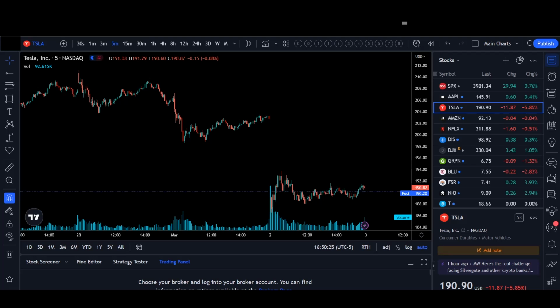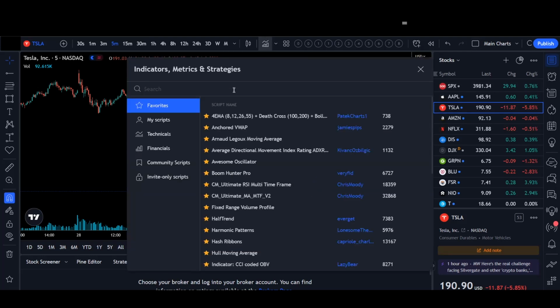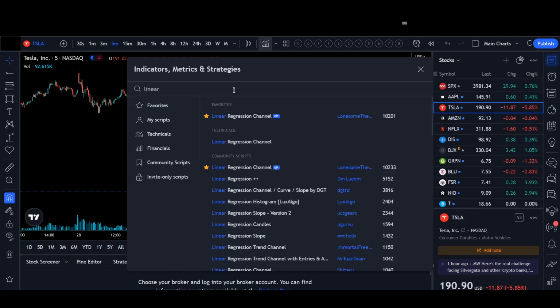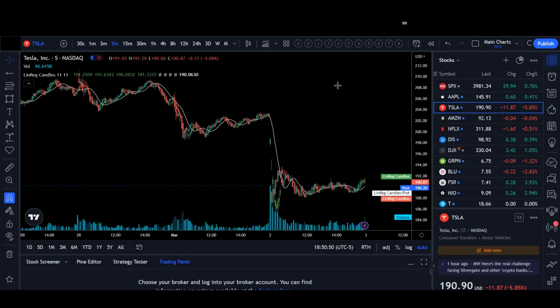So the first thing we need to do is go over to indicators right here, guys. This is TradingView, and we're going to be looking for linear regression candles, right? So we're just going to type in linear regression candles by Urgavu. Okay. And we're going to make some changes here. What this indicator does is it smooths out price action, right?